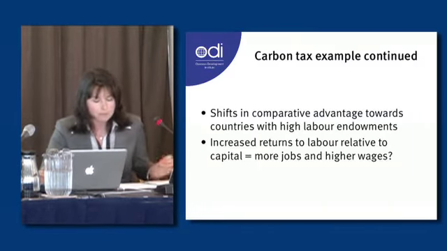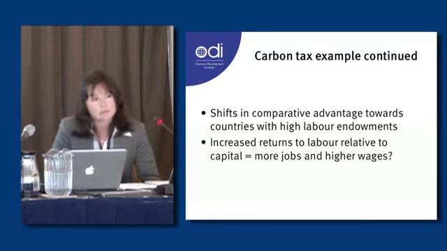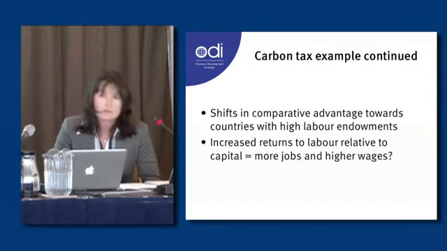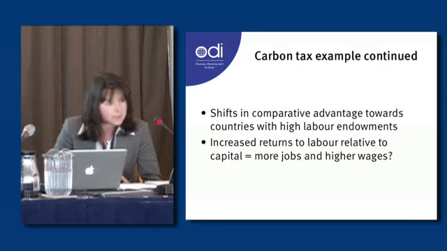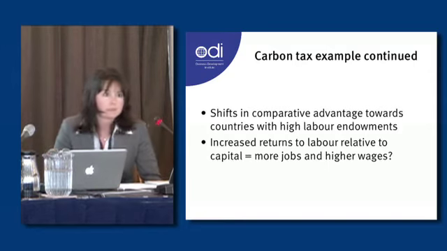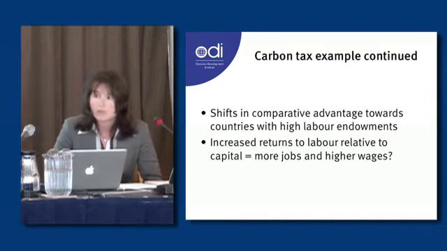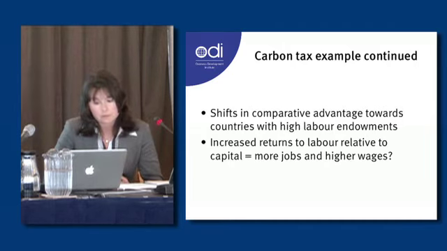Another kind of transmission mechanism relates to the impact on comparative advantage. So, for example, if capital-intensive methods tend to use more fossil fuel than labour-intensive methods of production, then a carbon tax might create a shift in the comparative advantage towards countries with high labour endowments. Many developing countries have high labour endowments, so that could be an opportunity for them as well. It would result in increased returns to labour relative to capital, and so more jobs and higher wages potentially. So that's another possible source of benefit for developing countries.